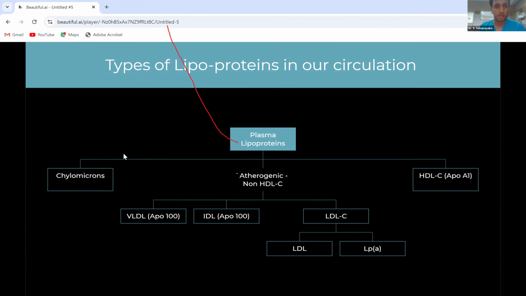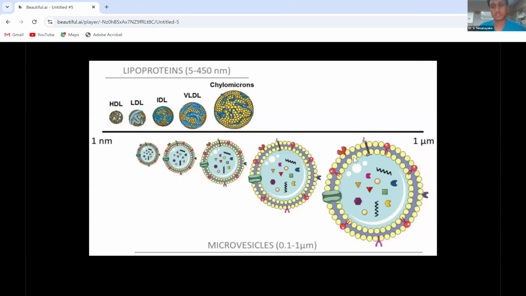VLDL, IDL, and LDL all contain apoB100. That is the lipoprotein which will act as the transport protein. All these lipid particles, these lipoproteins, basically act as a covering shield, because lipids by themselves can't normally be transported within the circulation without the support of a lipoprotein envelope. So the important point is they act as carriers.